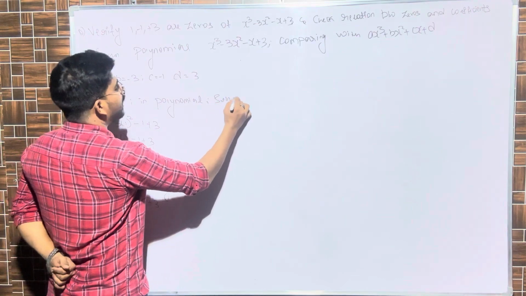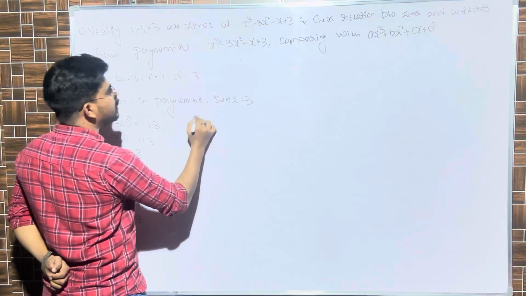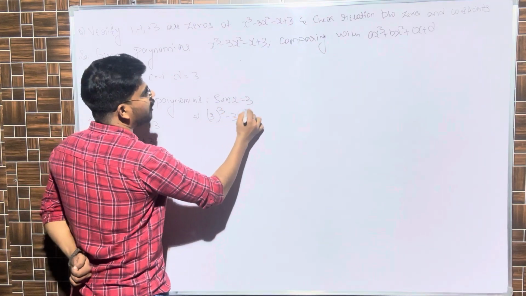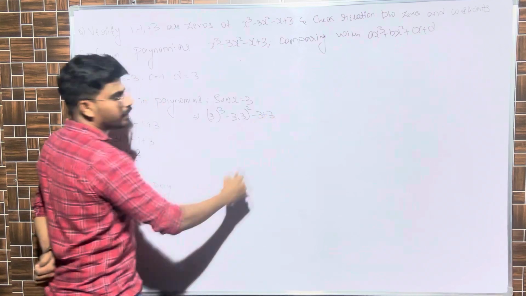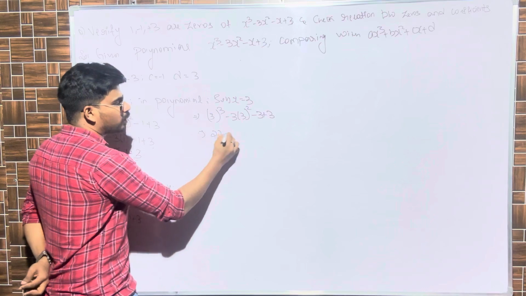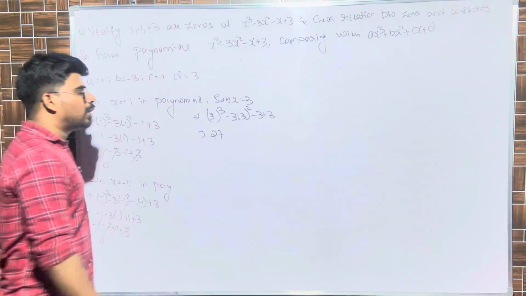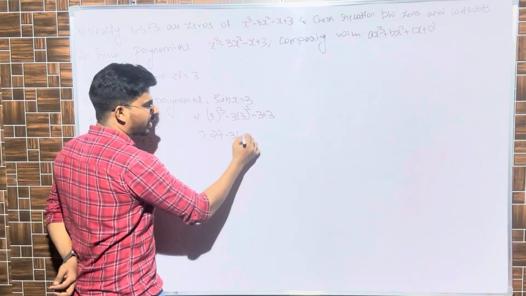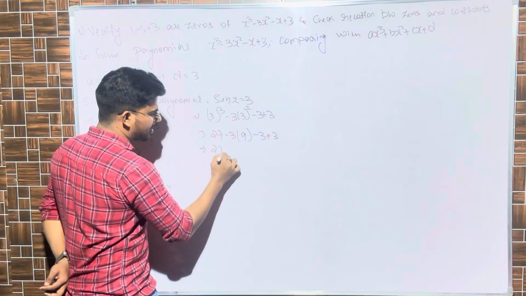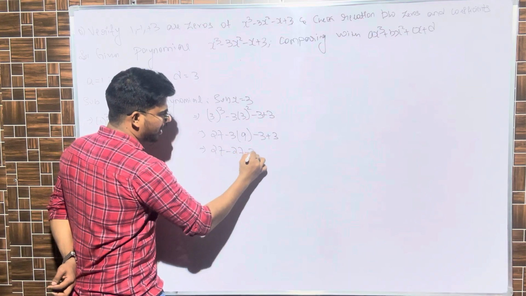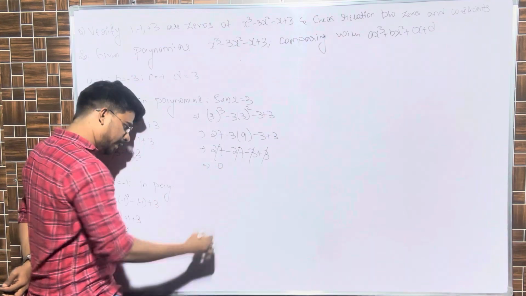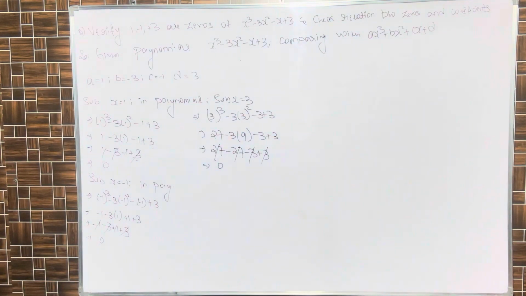Substitute x is equal to 3. X is equal to 3 in the sense 3 cube minus 3 into 3 square minus 3 plus 3. Clear? Right. 3 cube is 27, 3 into 3 into 3. 3 3 is 9, 9 3 is 27. Minus 3 as it is. 3 square is 9, minus 3 plus 3. So which is nothing but 27 minus 27 minus 3 plus 3. 27 minus 27 and minus 3 plus 3 cancel. This is also a 0 of the polynomial.